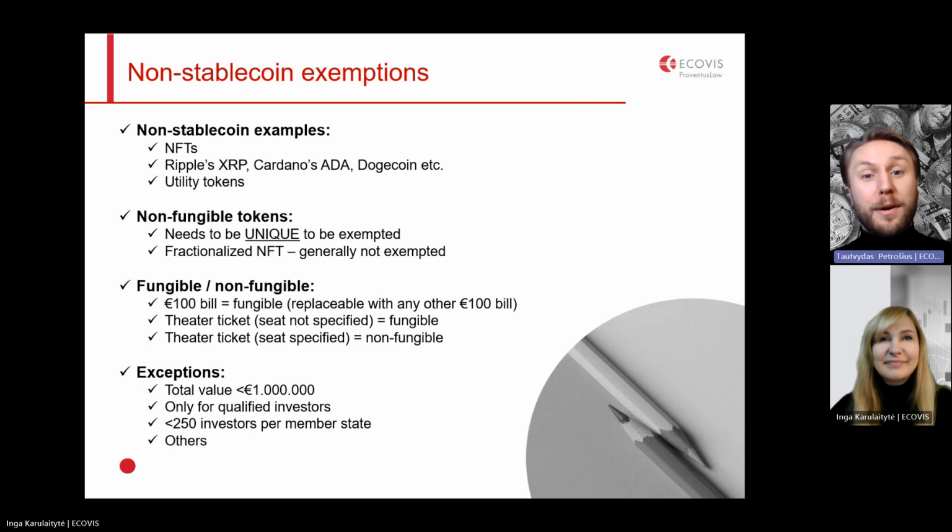Correct. And in a very broad sense, crypto assets that are not intended to be admitted to trading on a trading platform and whose overall aggregate value is below 1 million euros are largely subject to some sort of exception.